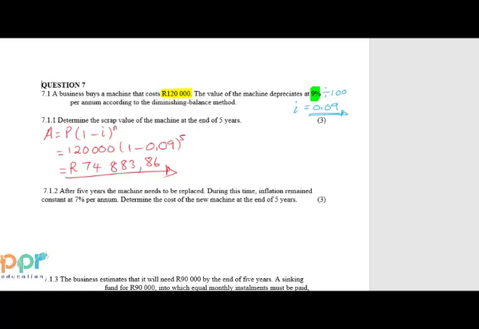Now, we know that the machine first cost 120,000, but that was depreciating. Now we want to know what it will cost after 5 years, meaning the rate is increasing. And remember the inflation rate increases by 7% per annum, which means every year it increases by 7%. So which means our 120,000 into 1 plus the interest rate, and you need to divide it by 100. So 7 divided by 100 is 0.07.